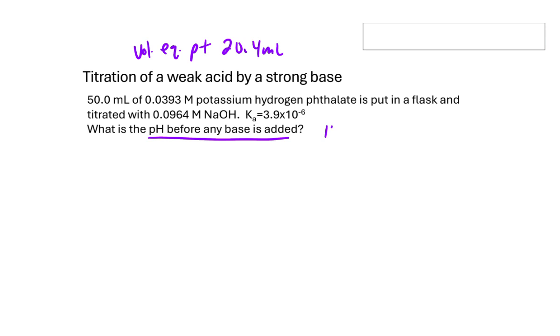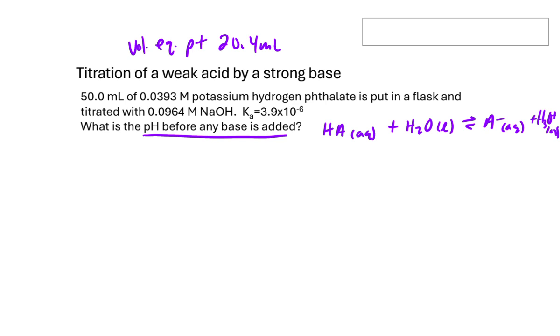So the only thing we have in solution is our weak acid. So we'll have our HA in water in equilibrium with its conjugate base and H3O plus. Again, the potassium hydrogen phthalate is what we're calling HA. We're going to use an ICE table for this.